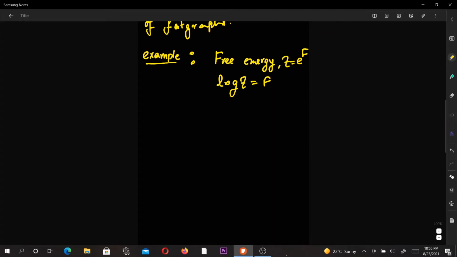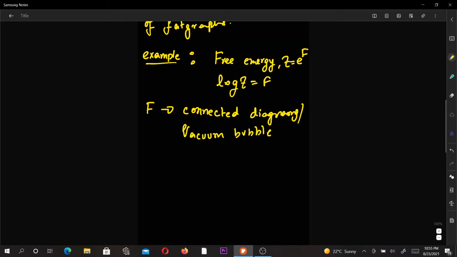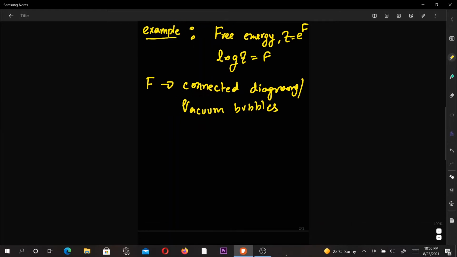This is the free energy. So what does the free energy tell us? The free energy also generates my connected diagrams, if you remember, or a free energy expansion is sometimes called the connected expansion of connected diagrams, or in physics sometimes called vacuum bubbles, whatever you want to call them. It's just the same thing.